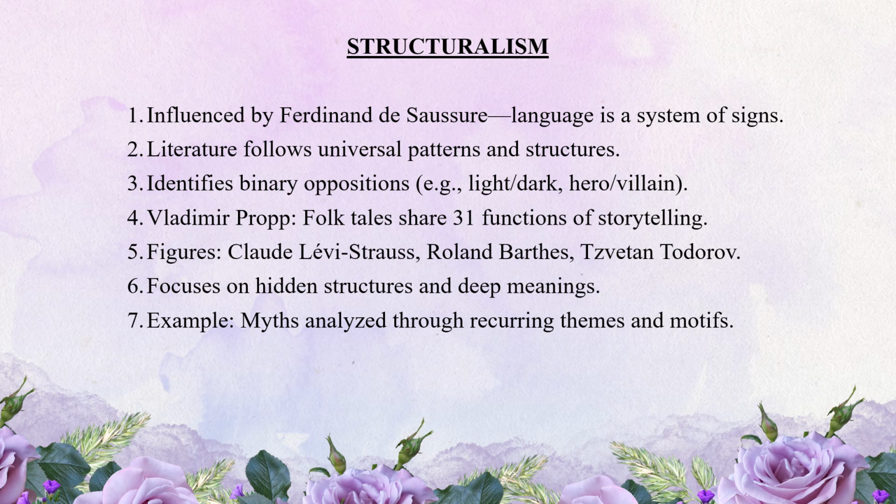Next we have structuralism. Structuralism examines literature through the underlying structures of language, narrative and culture. It is based on the idea that all human understanding comes from binary oppositions. We call it good versus evil, male versus female, and the meaning is constructed within the systems. This was influenced by Ferdinand de Saussure. Language is a system of signs. Literature follows universal patterns and structures. Folk tales share 31 functions of storytelling.